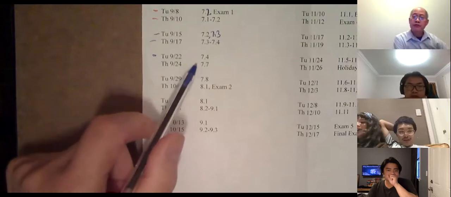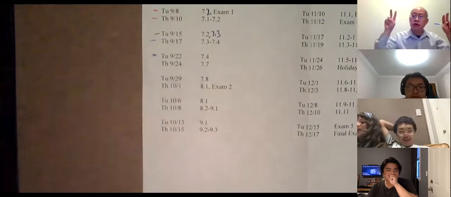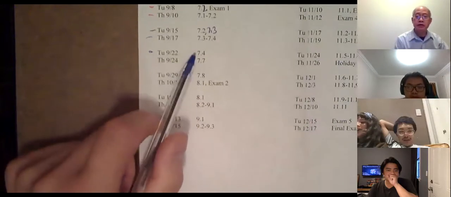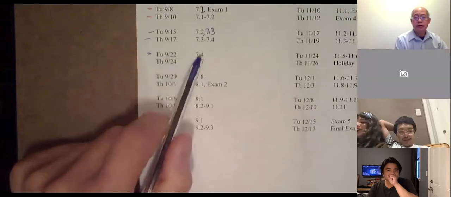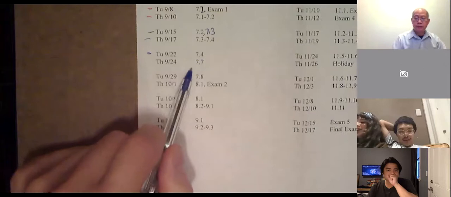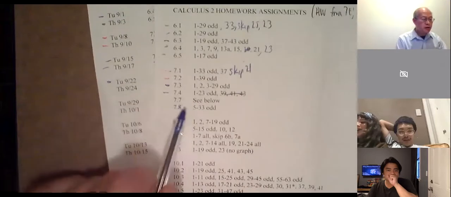So I'm going to aim for 7.4 and 7.7, in which case I'll be a day ahead, just in case, quote unquote, something happens again. So we'll see. So I'm on schedule. In fact, I'm a little bit ahead. We'll do a little bit more of 7.4 and do 7.7.